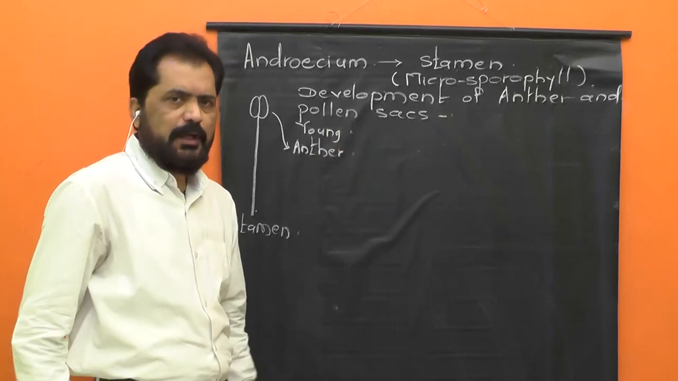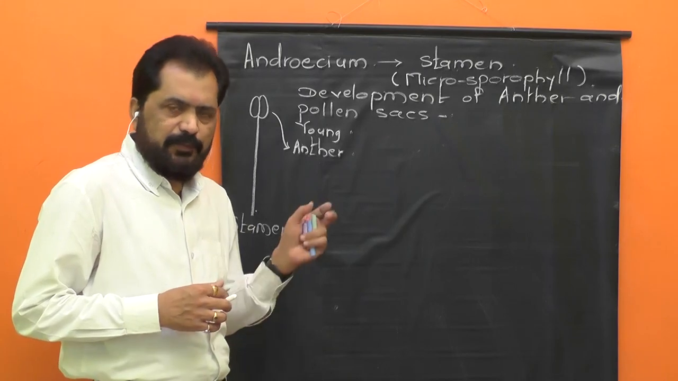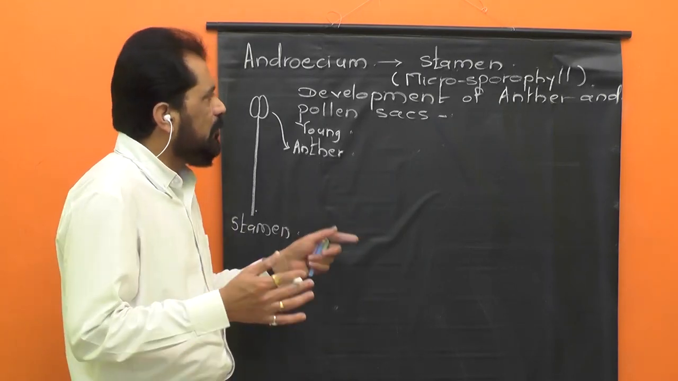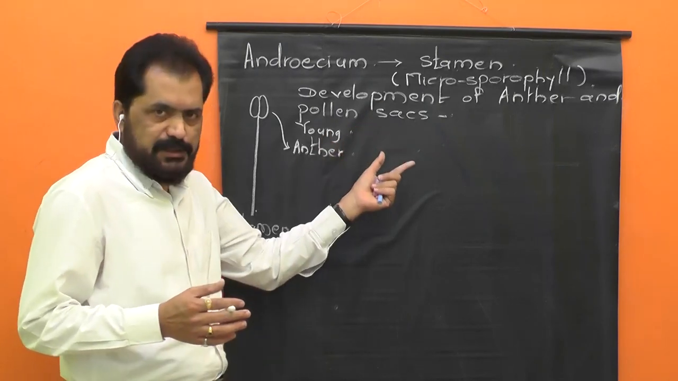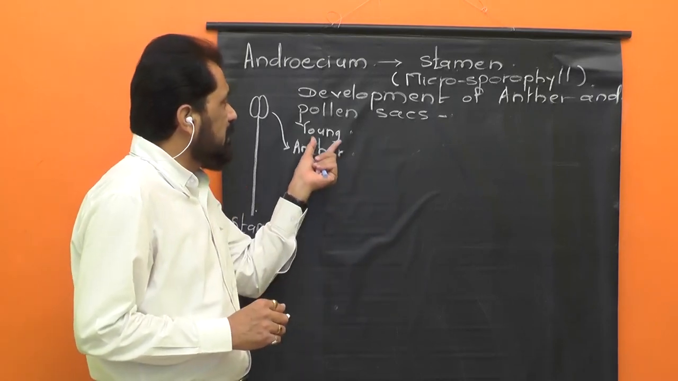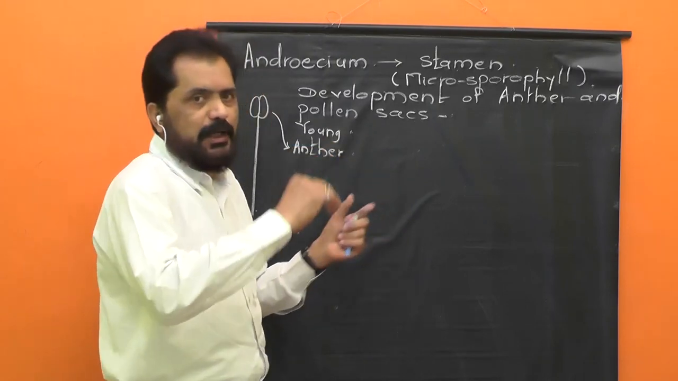Now, for our proper understanding, I am going to draw here a few diagrams, and with the help of those diagrams I will try to explain how is the mechanism of development of anther or pollen sacs, or how is the mechanism of conversion of the young immature anther into the mature anther.